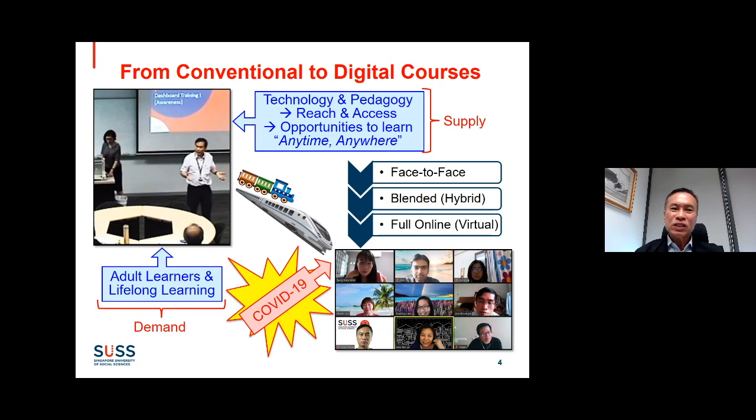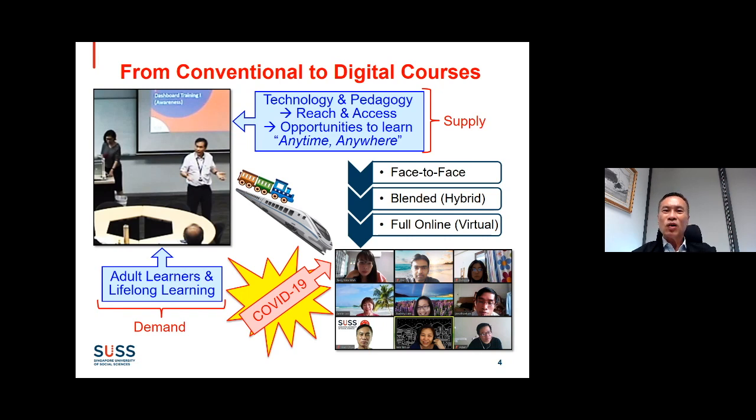And we can explain this move from conventional to digital courses by looking at factors from the supply and the demand side. On the supply side, we have advances in technology. Advances in technology has made it possible for us to put materials online, readings online, lectures online, and for us to do teaching online and to have interaction online. So this is the supply side.